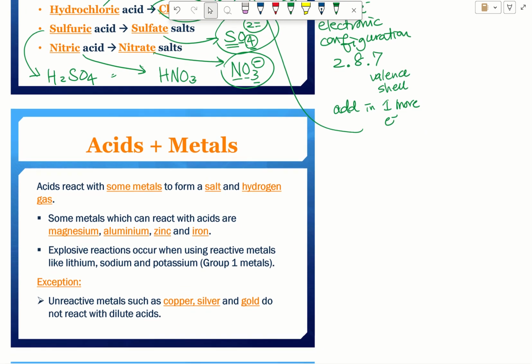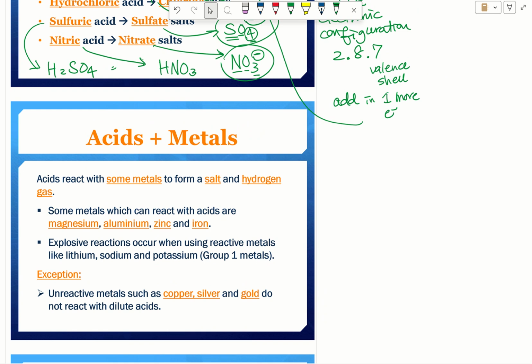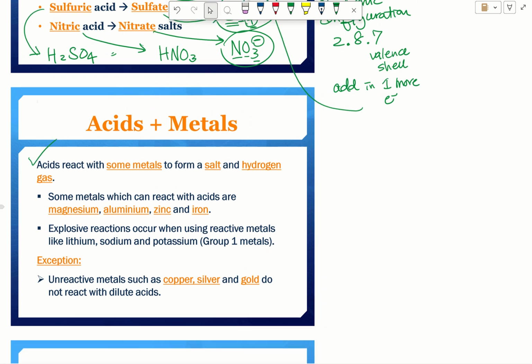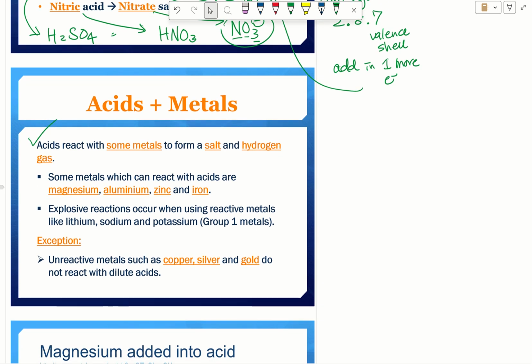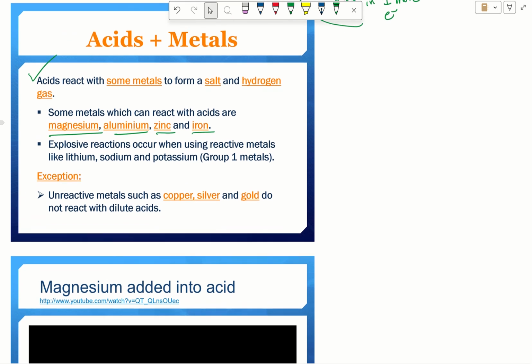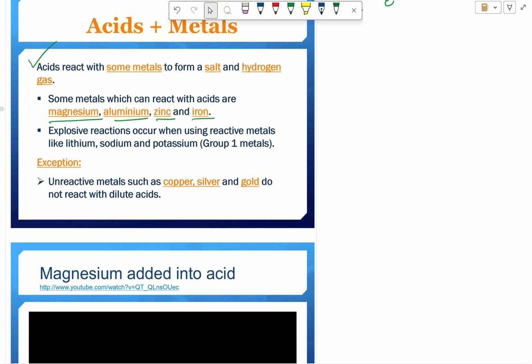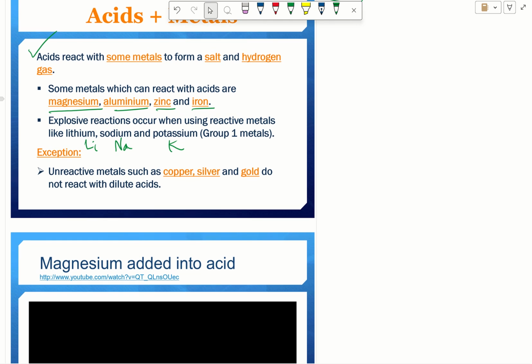So acid plus metal: acids react with some metals to form a salt and hydrogen gas. This is what you need to know. There are some metals which can react with acid. They are magnesium, aluminium, zinc, and iron. Also, explosive reactions occur when using reactive metals such as lithium Li, sodium Na, potassium K. Then the unreactive metals such as copper, silver, and gold do not react.